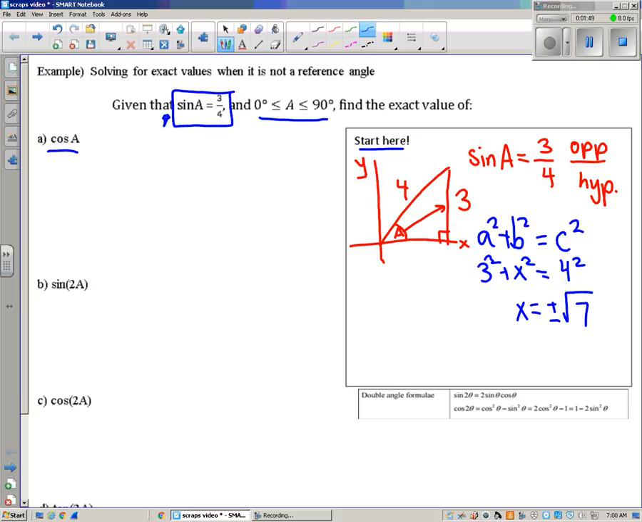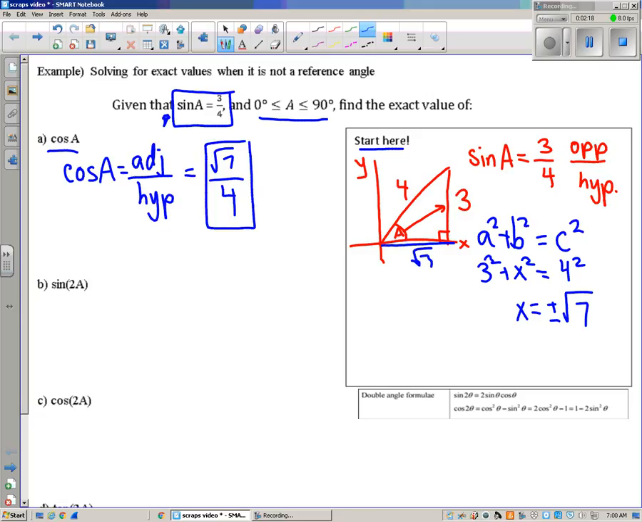So now you have to make a decision. Since my triangle lives in the first quadrant, I know my x values in the first quadrant are always positive. Therefore, I know that this distance length here would be positive root 7. So if I want the cosine of A, going back to my problem now, I know that the cosine of A is equal to adjacent over hypotenuse, which gets me root 7 over 4 for my final answer.